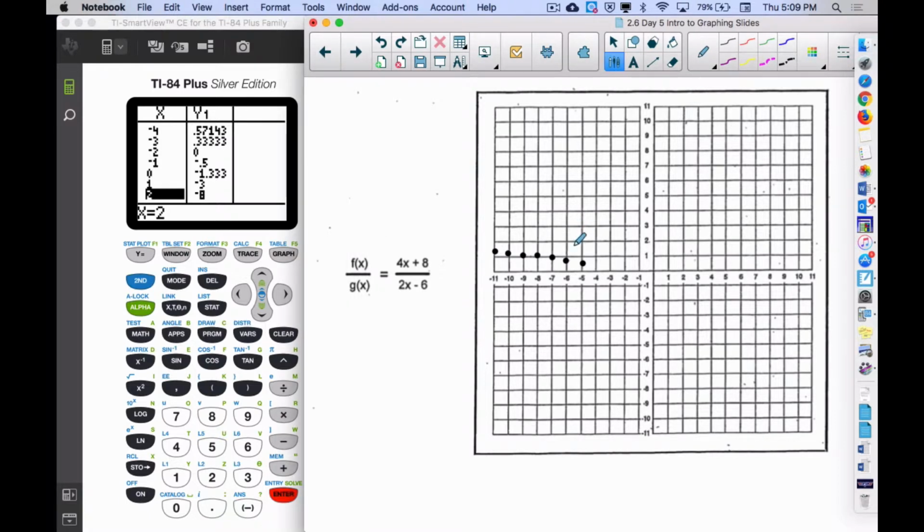So let's plot those on there. Negative 4, we're at 0.57. Negative 3, we're at 0.33. Negative 2, we're actually right at 0.